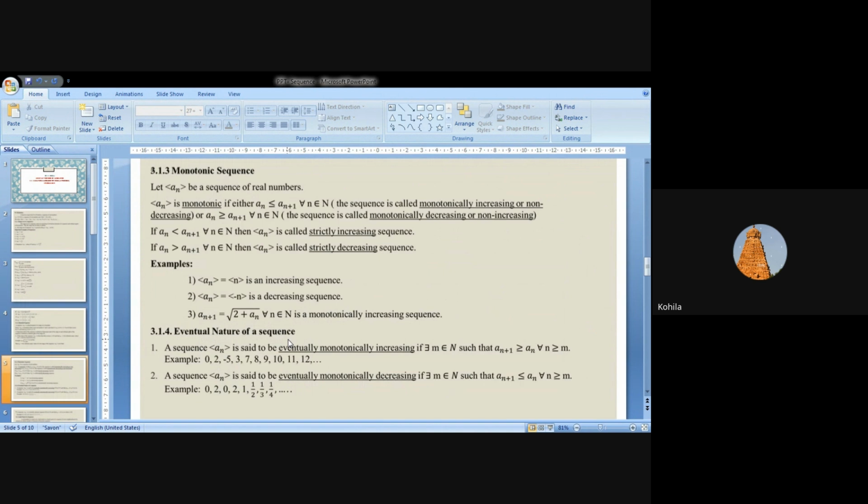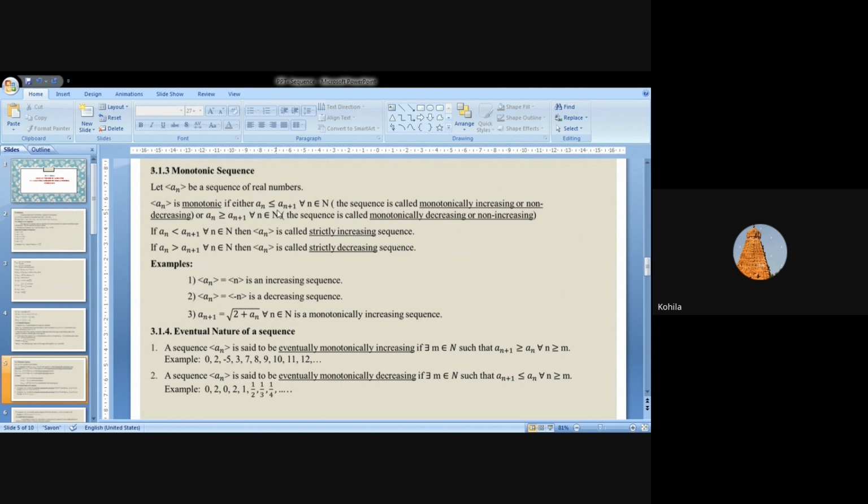The next definition is an important one: monotonic sequence. Monotonic means the sequence is either increasing or decreasing. Increasing means non-decreasing. If you want to say the given sequence is monotonic, these are the main conditions. These conditions are very important.